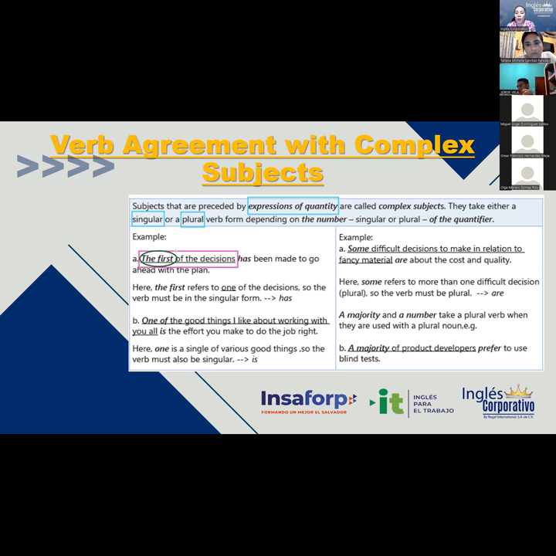So that's why, instead of using the plural form of the verb, in this case with decisions the plural form would be have, we use the singular form of the verb because of the word first, okay? So here we have the words has been made. We say has been made and not have been made, okay? The same thing happens over here.